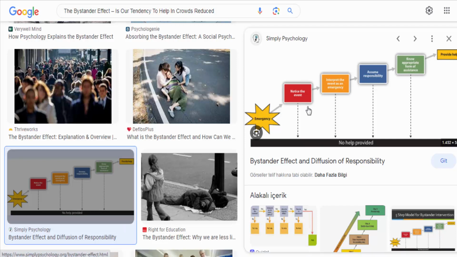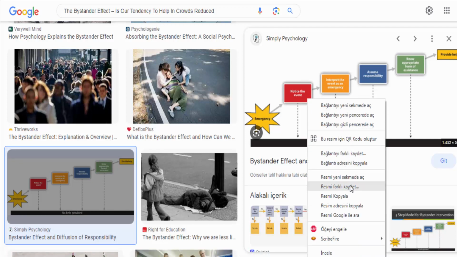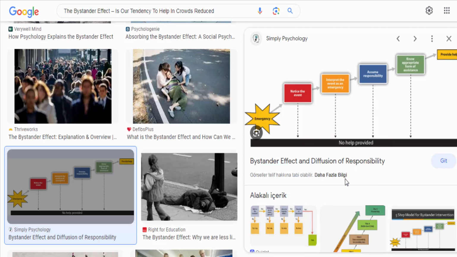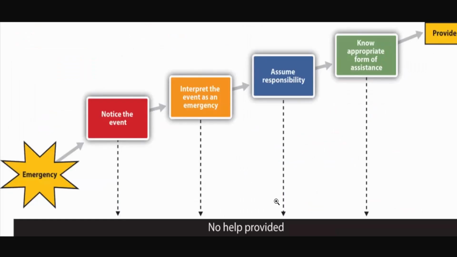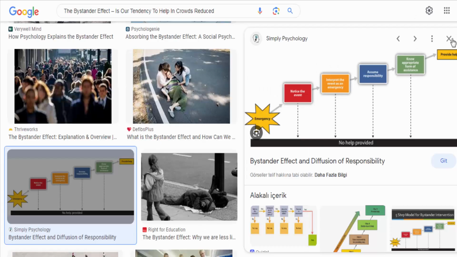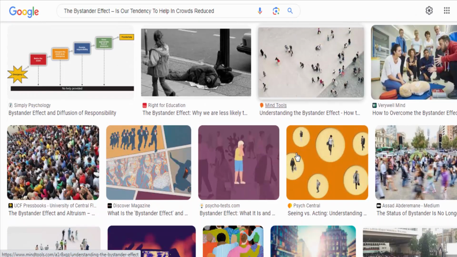can help counteract its negative impact. Encouraging individuals to take personal responsibility, promoting empathy, and providing clear guidelines for action in emergency situations can all help overcome the bystander effect and increase the likelihood of people providing assistance when needed.